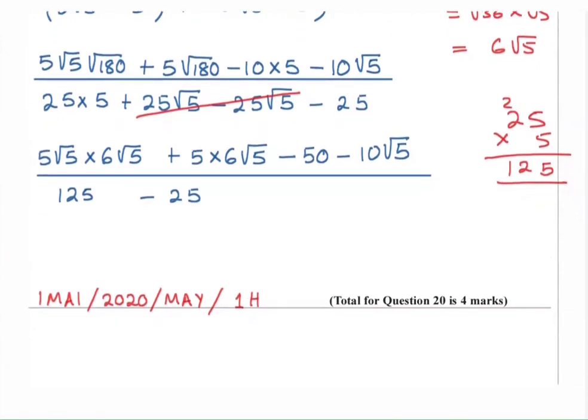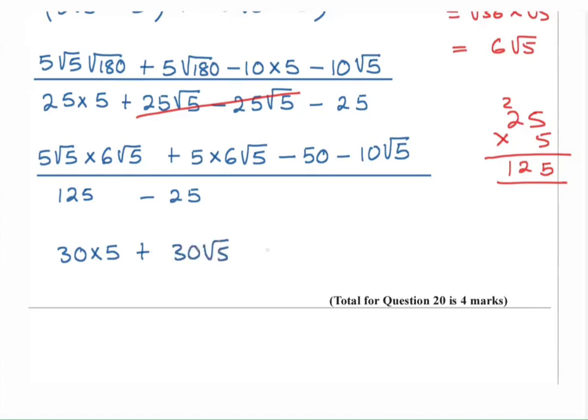Okay, I am going back to the numerator. Now I'm going to multiply the terms, or the first term, and give my answer in the simplest form. So 5 would multiply with 6. So 5 times 6 is 30. Then root 5 times root 5 is a 5. So times 5. Moving on to the second term, 5 times 6 is a 30, so 30 root 5, minus 50, minus 10 root 5, done with our numerator.